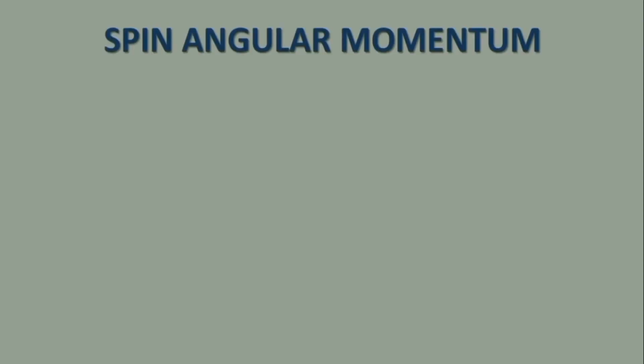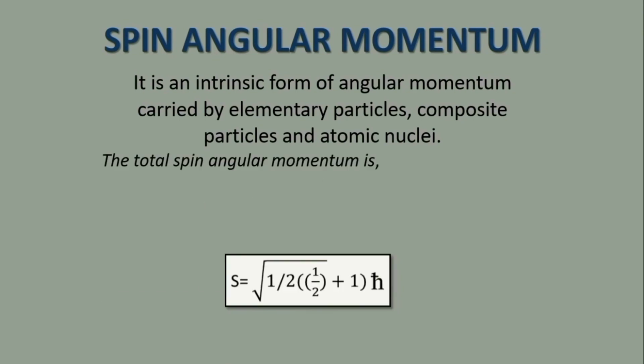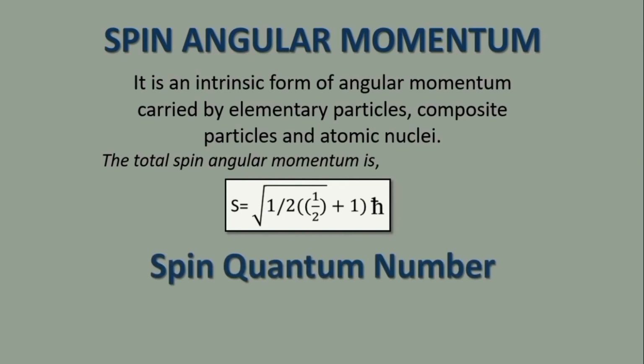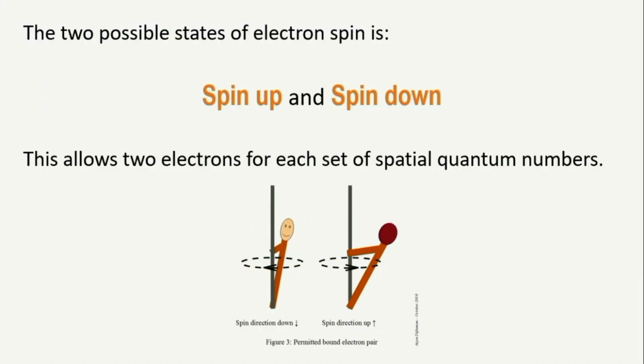Spin angular momentum is an intrinsic form of angular momentum carried by elementary particles, composite particles, and atomic nuclei. Spin quantum number is a quantum number that parameterizes the intrinsic angular momentum of a given particle. It is the fourth of the set of quantum numbers which completely describes the quantum states of an electron. The two possible states of electron spin are spin up and spin down. This allows two electrons for each set of spatial quantum numbers.